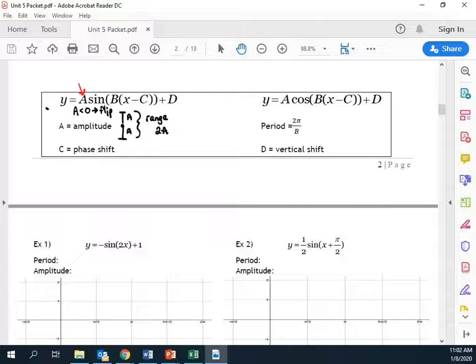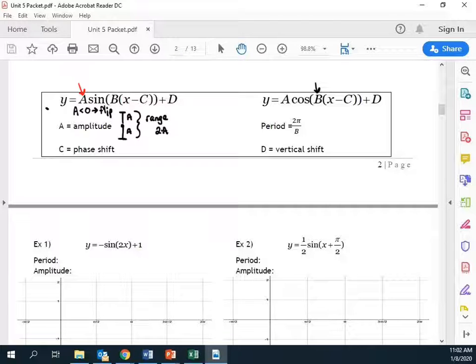2 pi. It takes a parent function, sine and cosine, 2 pi to complete one cycle. That can also be compressed or stretched as well. And you should look at the location of where B is. B is in front of the x. And as history has taught us, a number in front of x talks about a horizontal stretch or compression. Number in front, vertical stretch or compression. Inside, horizontal stretch and compression.